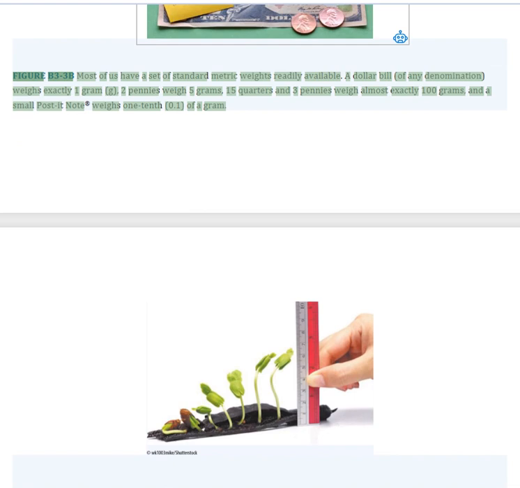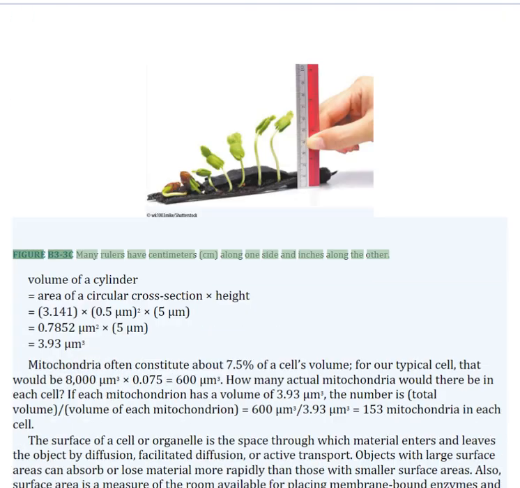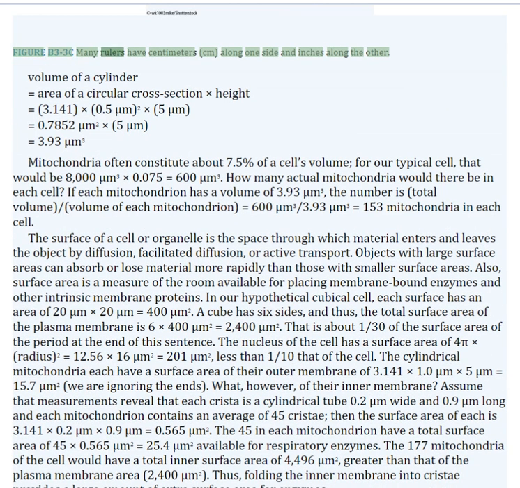Figure B3.3b. Most of us have a set of standard metric weights readily available. A dollar bill weighs exactly 1 gram, 2 pennies weigh 5 grams, 15 quarters and 3 pennies weigh almost exactly 100 grams, and a small post-it note weighs 1/10 of a gram. Figure B3.3c. Many rulers have centimeters along one side and inches along the other.